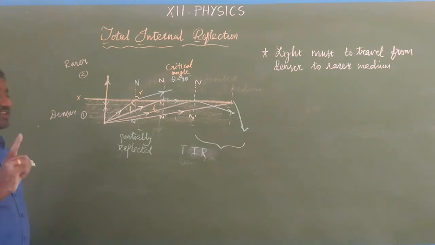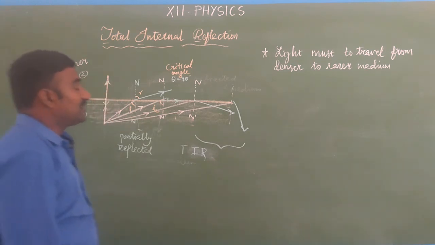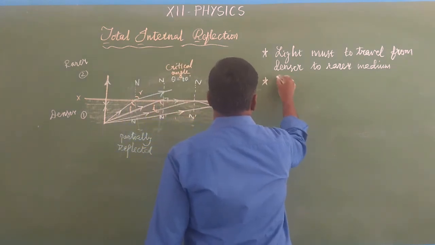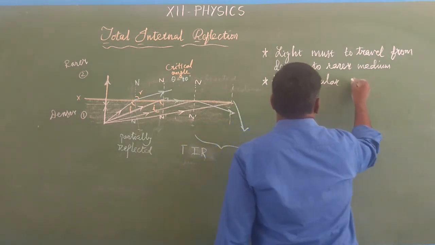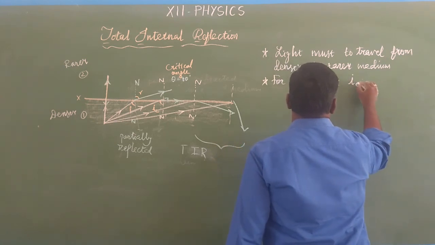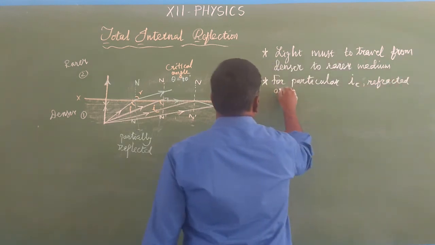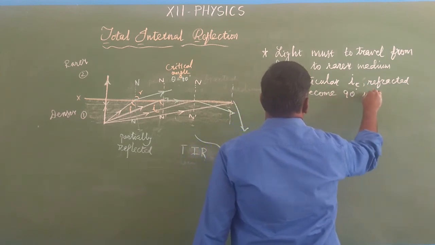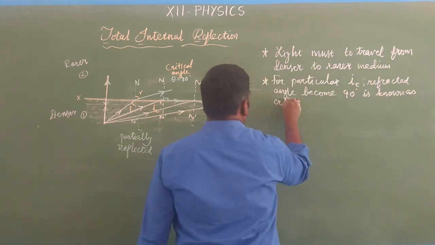Okay. So we know the conditions for total internal reflection to occur. First, light must go from denser to rarer medium. And for a particular angle of incidence, the refracted angle becomes 90 degrees, which is known as the critical angle.